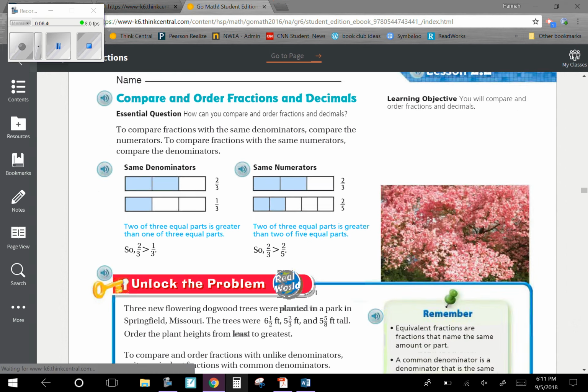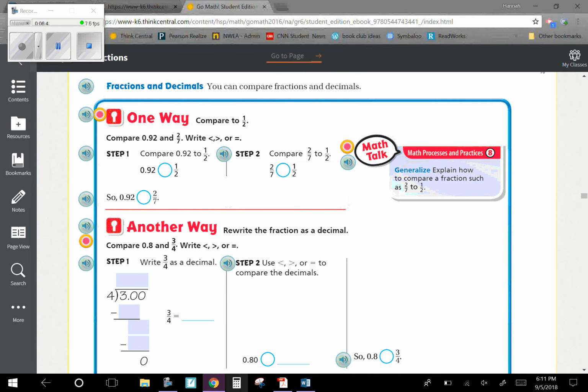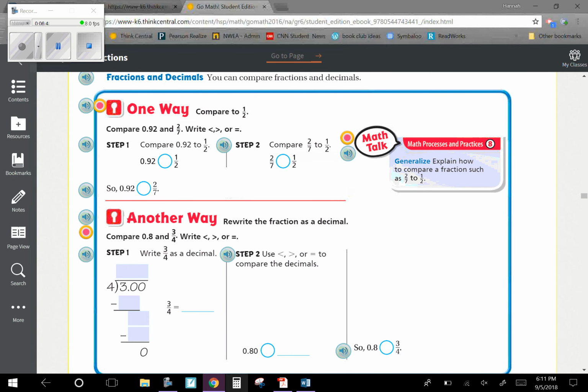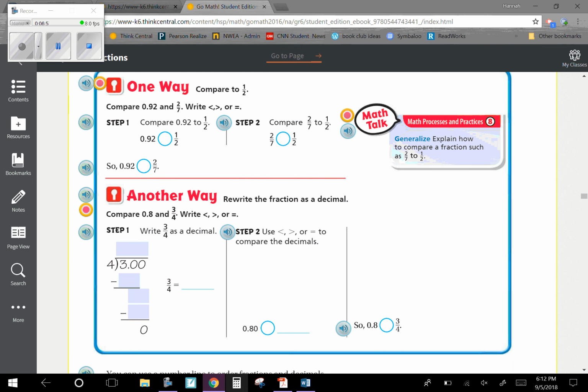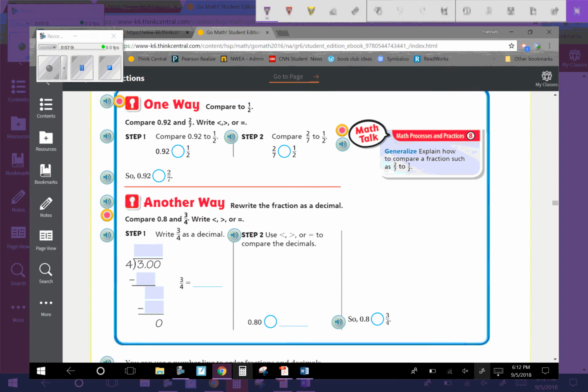Okay, looking on our next page, fractions and decimals. You can compare fractions and decimals. So that's another way we're going to talk about. One way we can compare fractions to decimals, earlier we just ordered different fractions. Now we're going to throw decimals into that. One way that we can do it is to compare them both to 1/2.